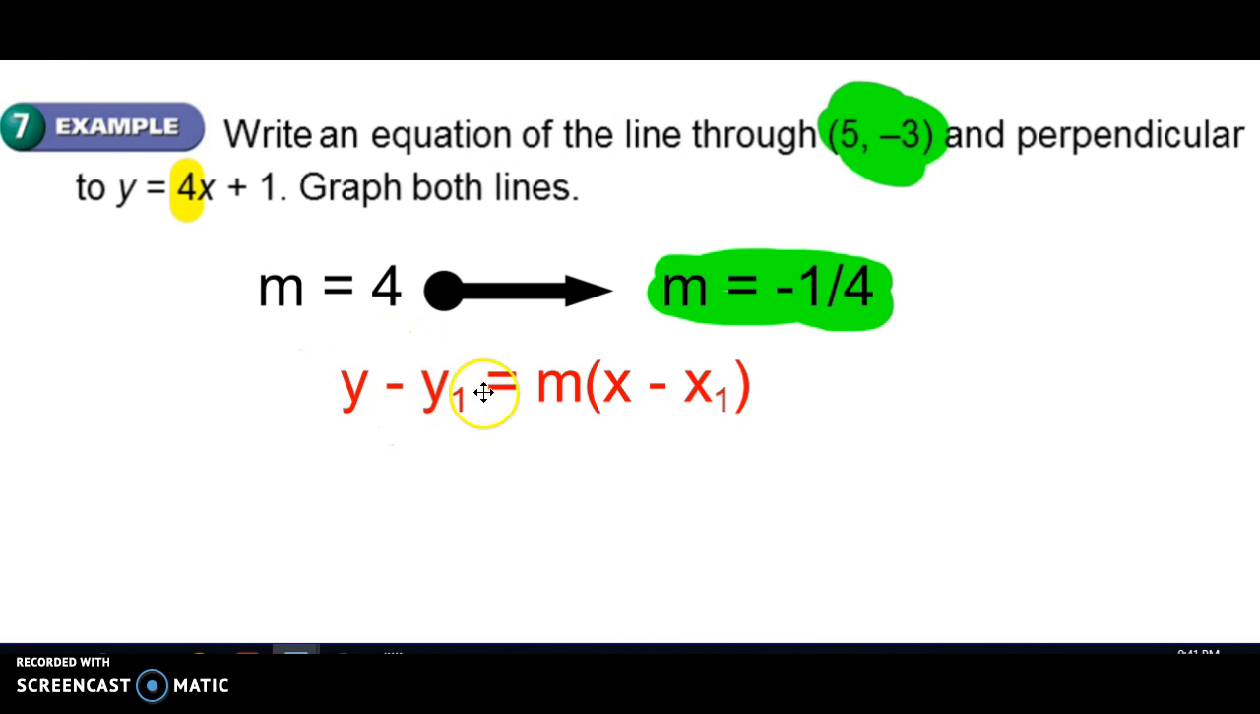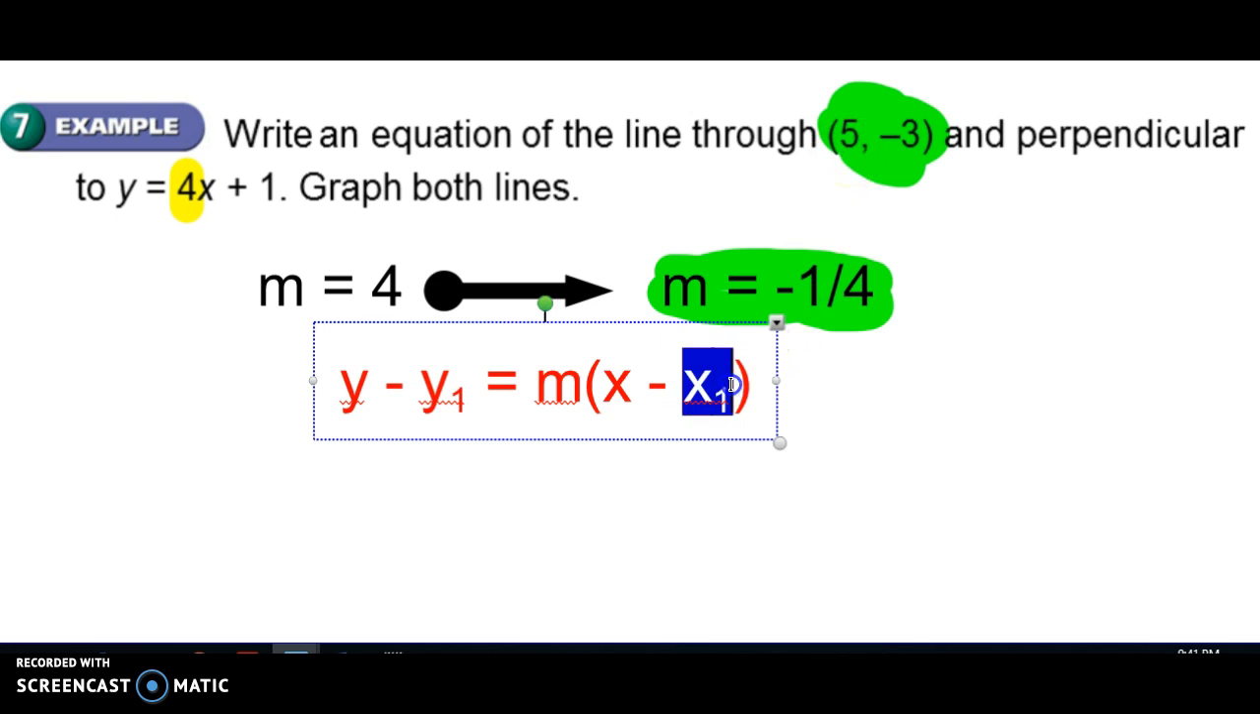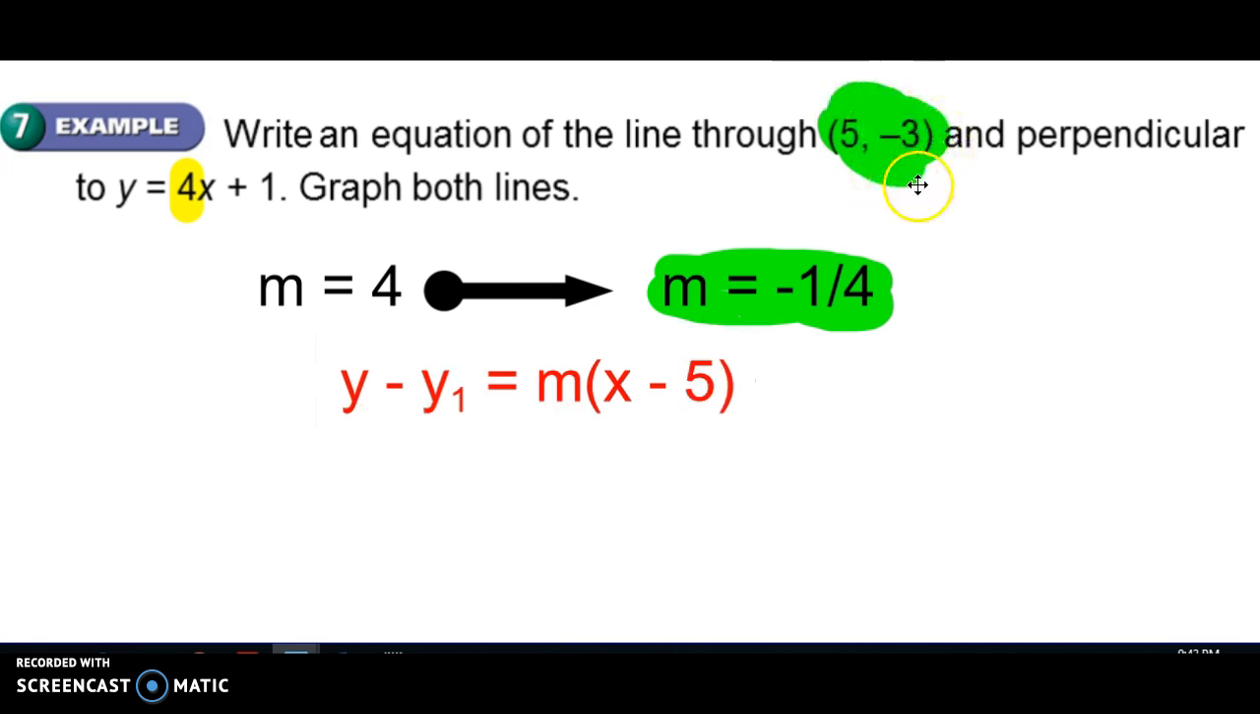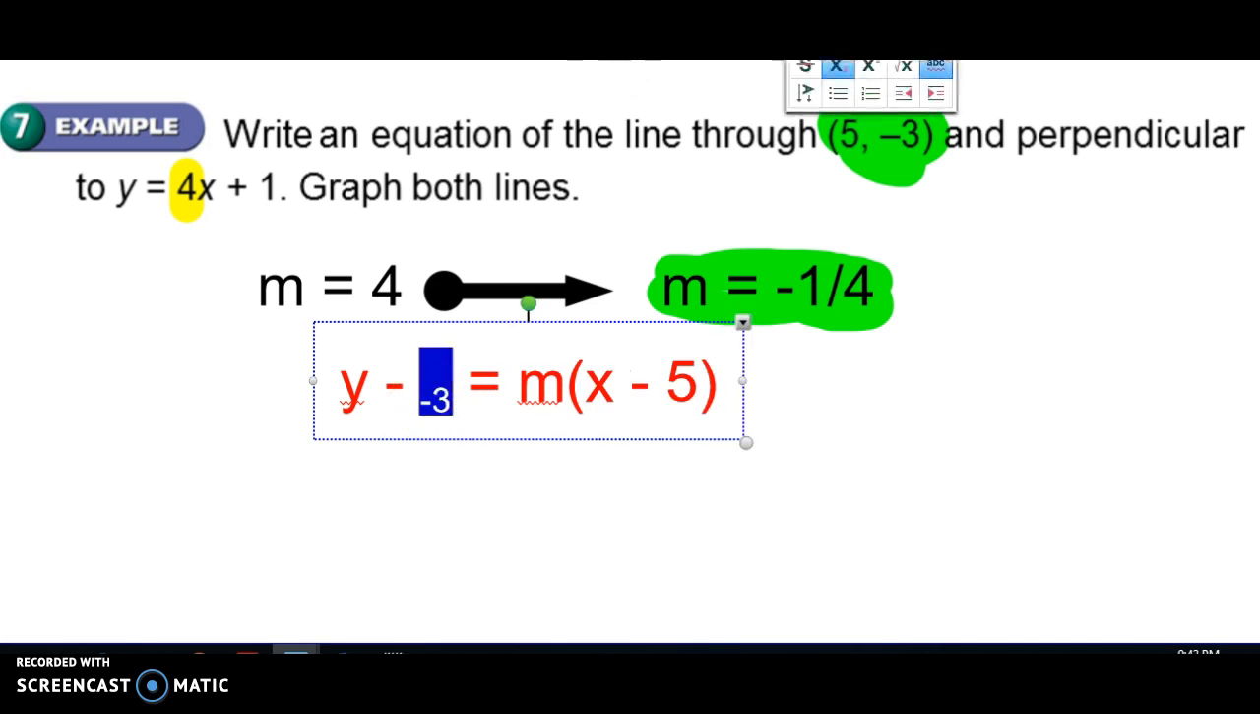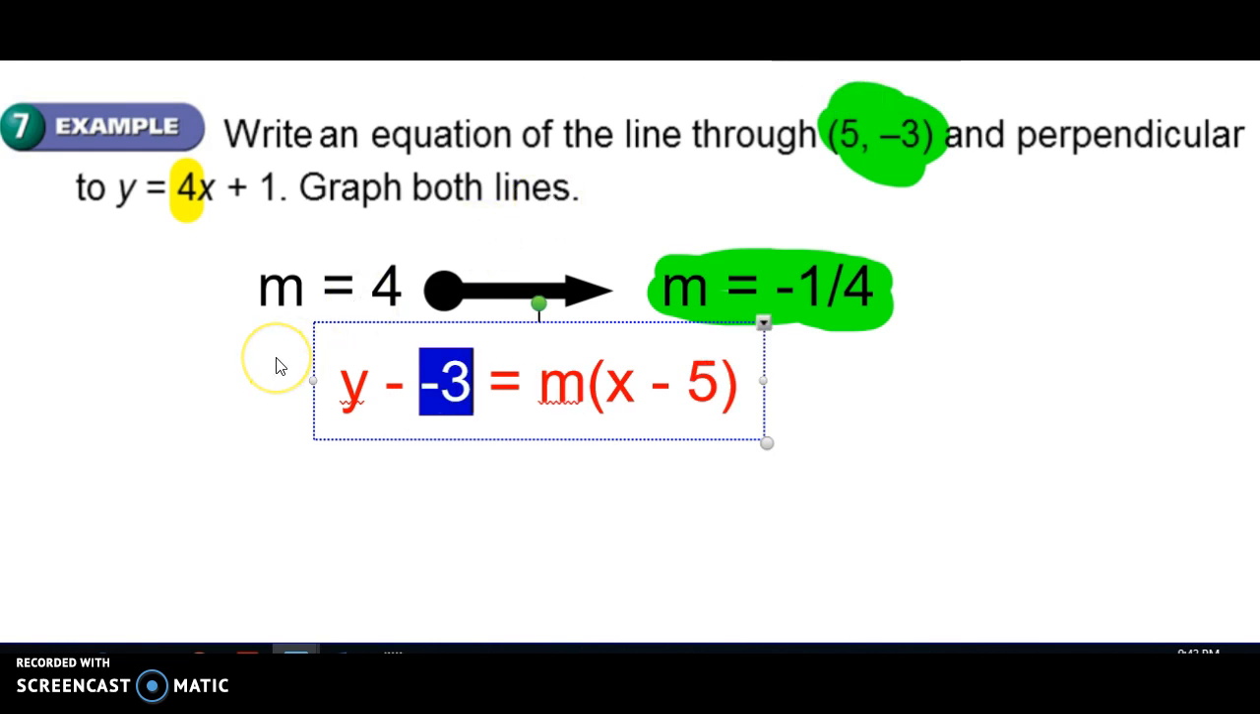So there it is, the point-slope form of a line, and I'm just going to fill in the blanks with the stuff that I know. Okay, so my x value is 5. I'm going to put that right here. Oh, I don't want that in subscript. I'm going to move that up. And my y value is negative 3. So I'm going to put that here. Did the same thing. Move that up. Okay. So now I can fill in what the slope is. The slope was negative 1/4.